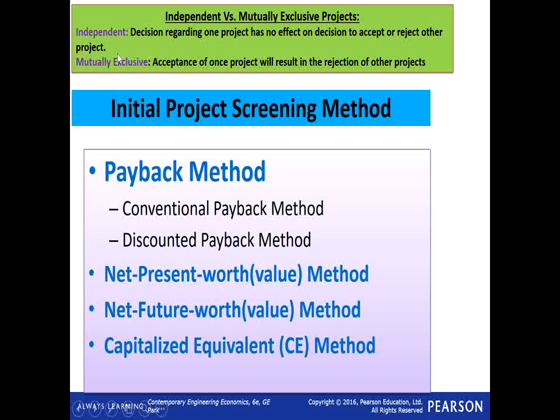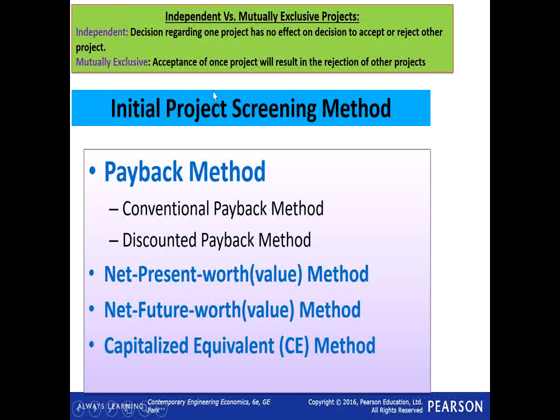For example, you have to decide between purchasing laptops or desktop computers. You have to choose one. If you choose laptop, then obviously desktop computer purchasing will be rejected. So you have to choose one. This is what we call mutually exclusive projects.